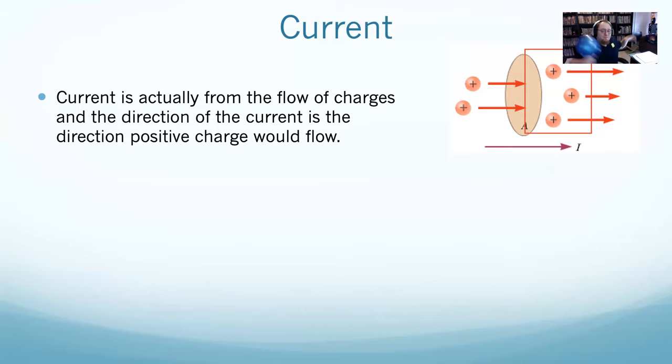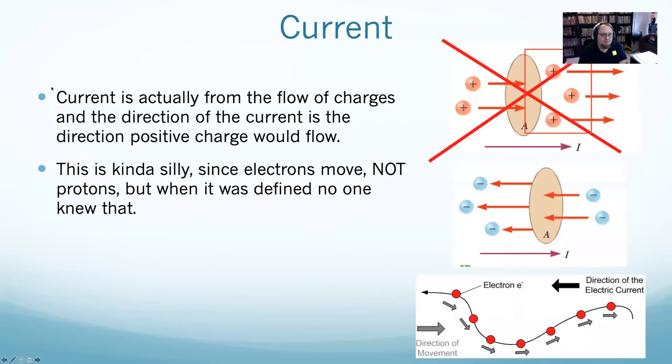Here's the thing, though. Protons don't flow. Electrons do. This goes back to what I said about Benjamin Franklin guessing wrong. Electrons are what flow, but current is defined as the motion of positive charge. So really current should be defined as how many electrons pass through times the charge of an electron divided by the time. But whatever direction current is defined as moving, the electrons are moving the opposite way because they have a negative charge.